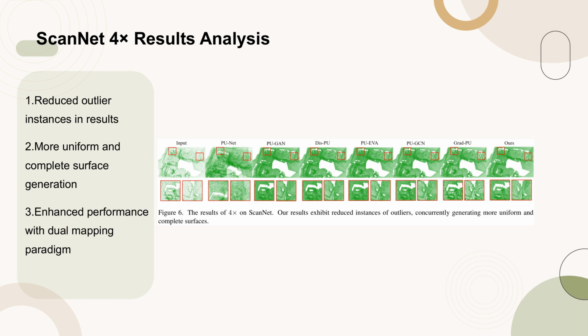Figure 6 presents the results of a 4 times scaling on the ScanNet dataset. The outcomes demonstrate a notable reduction in the occurrence of outliers, which are points that deviate significantly from the expected pattern. Simultaneously, the generated surfaces are more uniform and complete, indicating improved consistency and coverage. This enhancement is attributed to the implementation of the dual mapping paradigm, which augments the capability of perceiving point features within the PUDM, point-based unsupervised domain mapping, framework. The figure visually confirms the effectiveness of this approach by showcasing the more refined and accurate geometric structures produced.